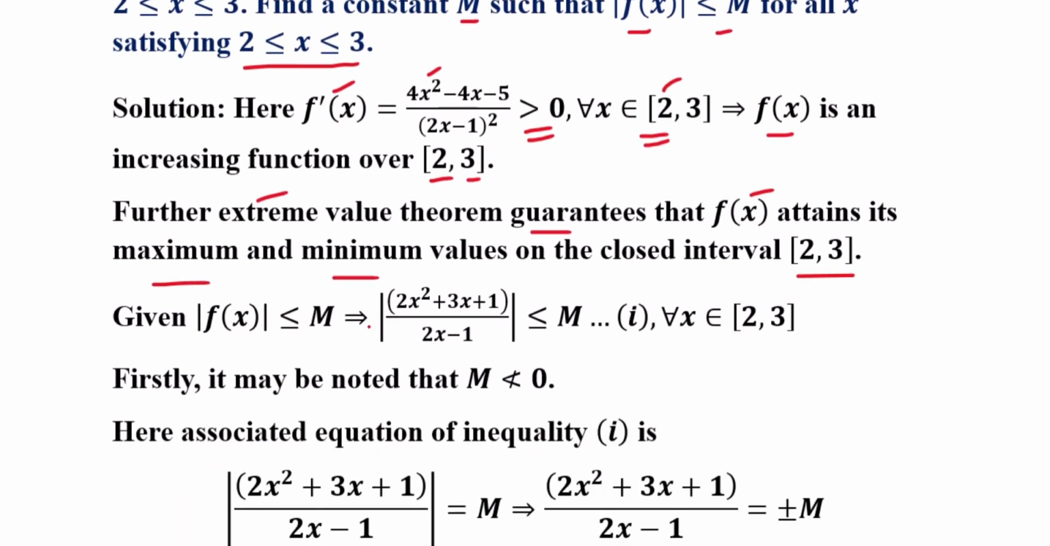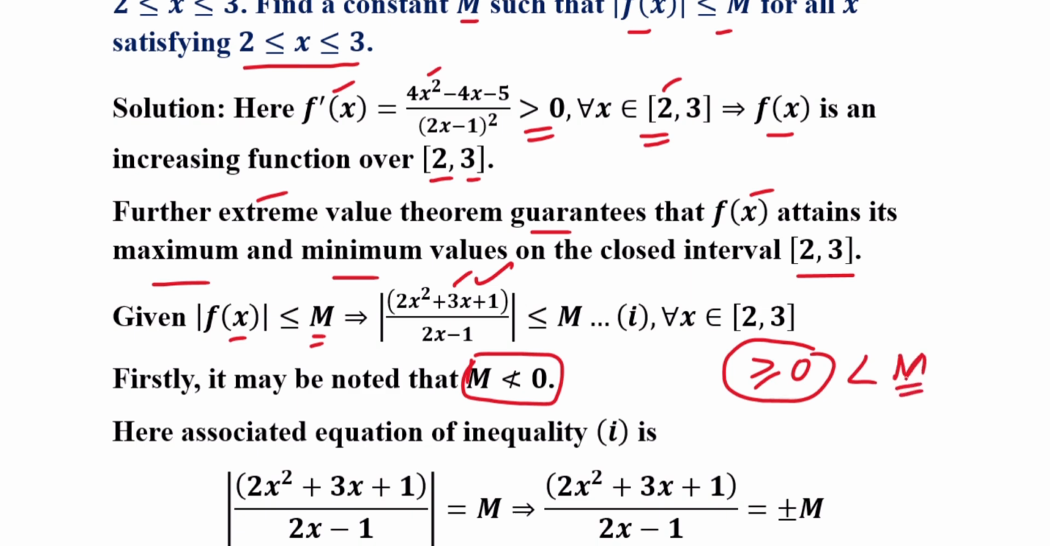Now we find m. Given the function, the absolute value of f of x is less than or equal to m. Our function is f of x, this. Firstly, it may be noted that m can never be negative, because the left hand side is an absolute value, and absolute value is always greater than or equal to 0. This non-negative value is less than or equal to some real number m. It means m cannot be negative because the left hand side is always non-negative. So m is always positive.